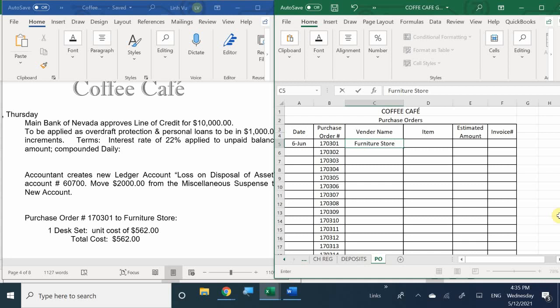Okay. One desk set. Yes. Item: desk set. Okay. Estimated amount 562. Now we have one more column. No invoice number at this time because you put in the request, but the purchase wasn't made. Correct. So every time you receive your items, this is where you've got to come and verify.